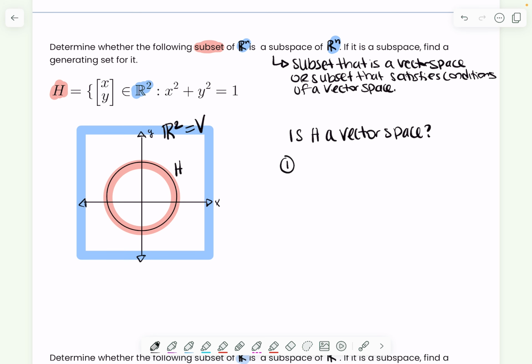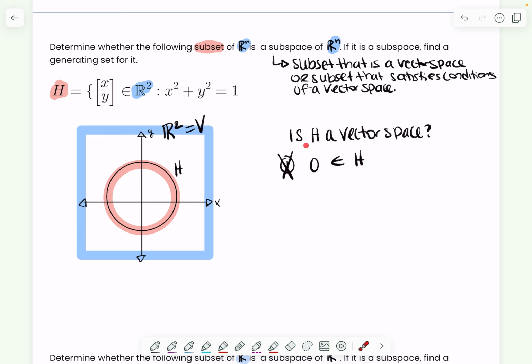So if we go with condition 1, we know that condition 1 is that the 0 vector is an element of H, so it's in H. Then you ask yourself, is the 0 vector in H? 0 vector is right here. That's not on this circle. And so because the 0 vector is not on this circle, it fails this condition. 0 is not on the circle. 0 is not on H. 0 is not on the subset, however many ways you want to say it.